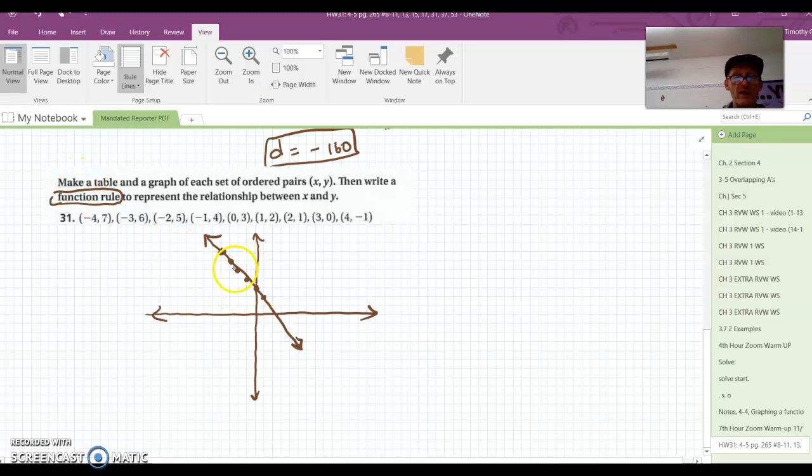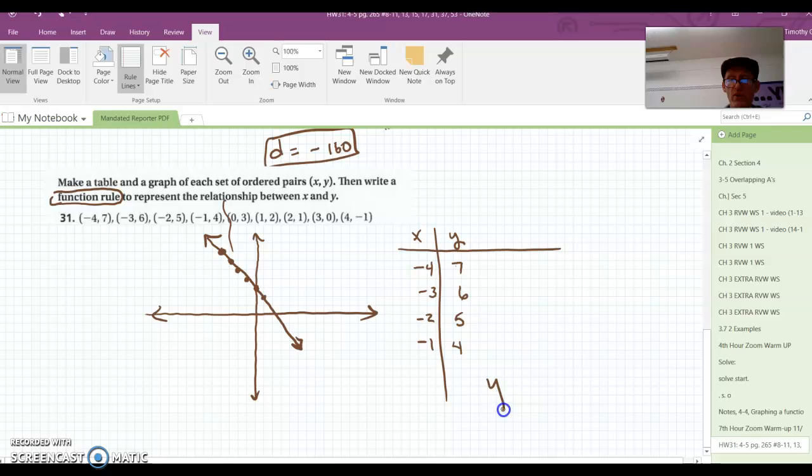Okay, so we got to make a table. We have x's, which is negative 4, negative 3, negative 2, negative 1. Negative 4 goes with 7, negative 3 with 6, negative 2 with 5, and negative 1 with 4. Now, that's your y value.